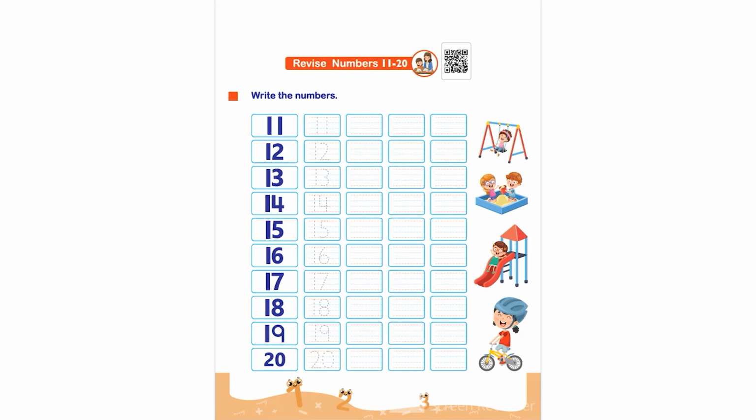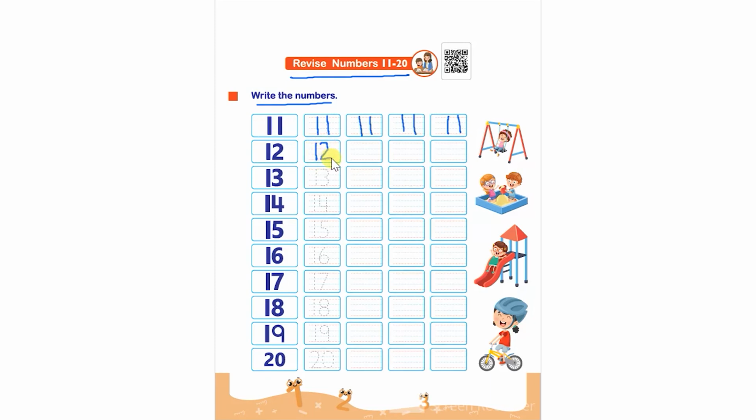In this worksheet, the topic is revise numbers 11 to 20. Write the numbers. So over here, numbers 11 to 20 are given. So in the first column over here, the child has to trace the numbers 11 to 20, and in the rest of the 3 columns, they have to write the numbers on their own. So they have to first trace the number 11, then they have to write 11 in the next 3 rows on their own, and they have to follow the same process for all the numbers which are given over here.